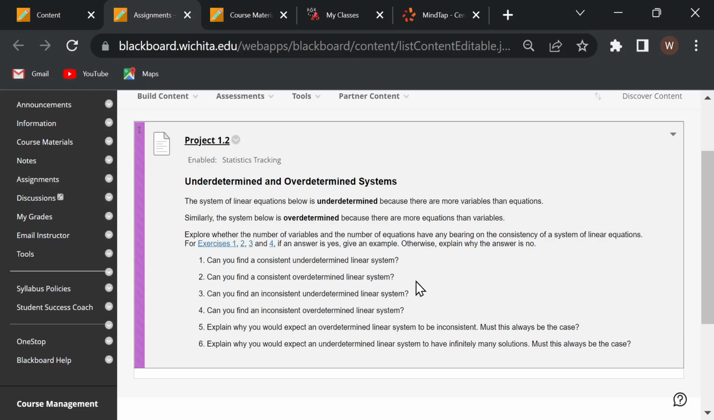Where is this? This is at the end of chapter 1. In Blackboard, in the assignments content area, do a control F5. Okay, there we go. Can you find an inconsistent underdetermined system and an inconsistent overdetermined system? Explain why you expect an overdetermined linear system to be inconsistent, even though it must not always be the case, and explain why you would expect an underdetermined system to have infinitely many solutions, although that is not always the case. Okay, so why would you expect an overdetermined system to be inconsistent?